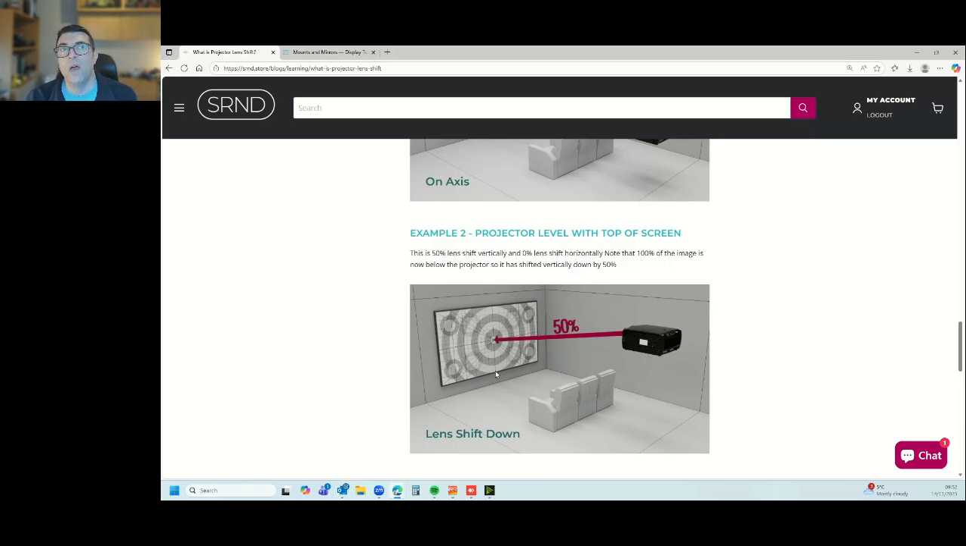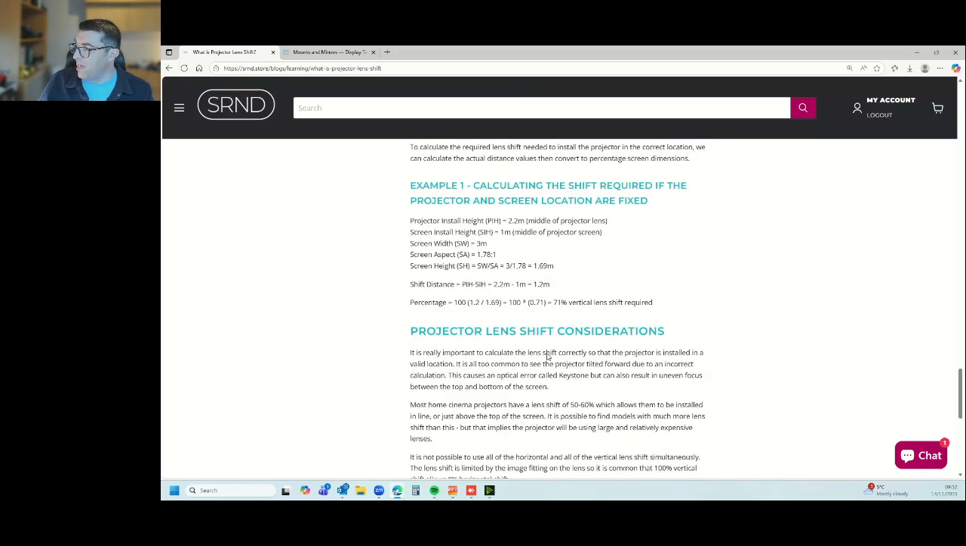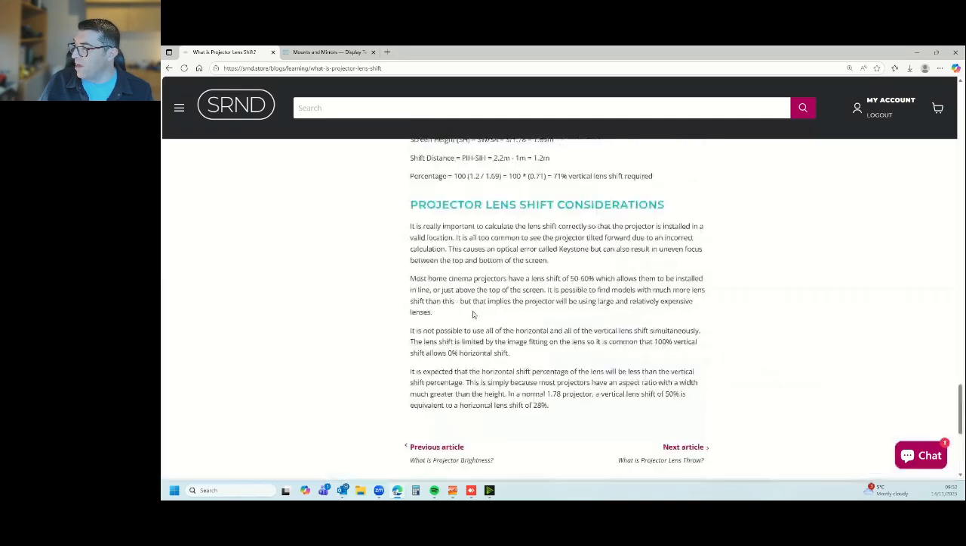Okay. Now, you will typically find 50 to 55% being common numbers. We have some Barco projectors that have insane, like 75% lens shift. The CinemaScope models have unbelievably massive lens shift. There's all the data in here if you want to go away and look at that.